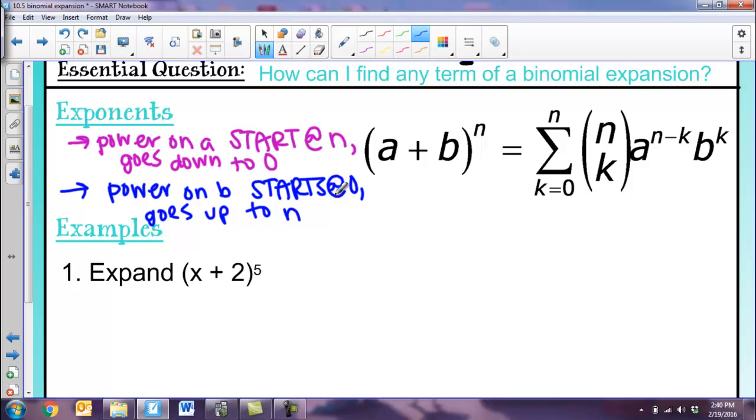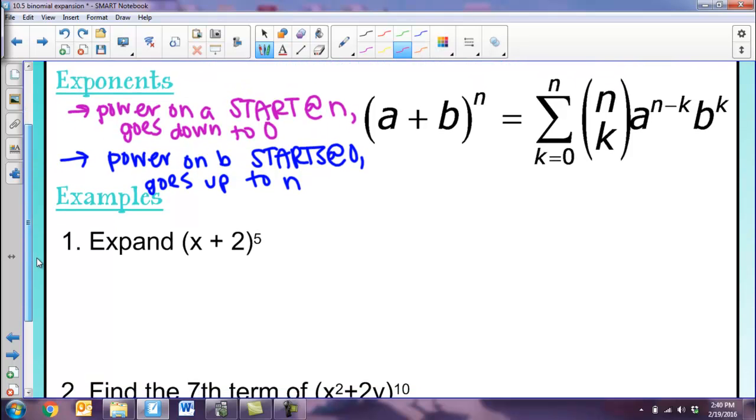Okay, so let's do an example of this. I feel like the exponents are a little bit easier than the actual expansion. So once you see it happening, it makes a lot more sense. So it asks us to expand x plus 2 to the 5th power. So in order to do that, all I've got to do is use this formula.